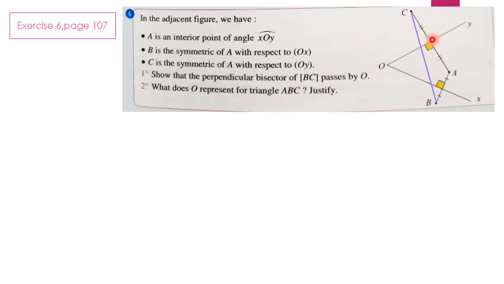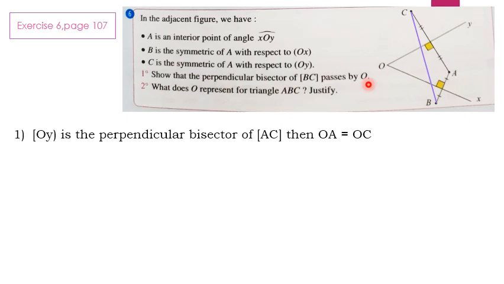Okay? Show that the perpendicular bisector of BC passes by O. Here we have the segment BC. I have to search about the perpendicular bisector of BC and prove that it passes through O. OY here is the perpendicular bisector of AC. Why? Since OY is perpendicular to the segment AC at its midpoint, then O is a point on the perpendicular bisector, so OC equals OA.